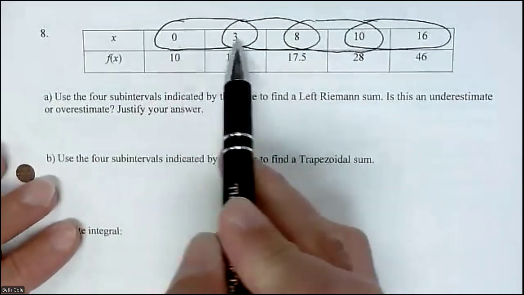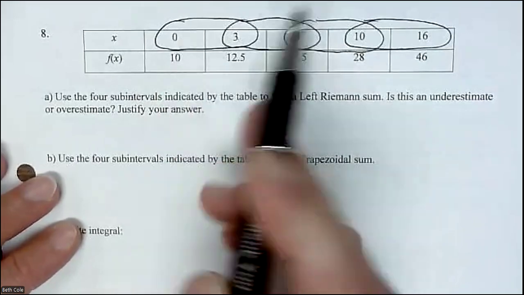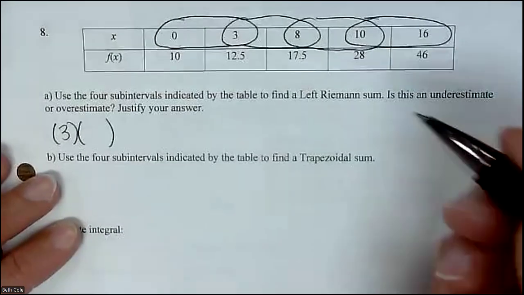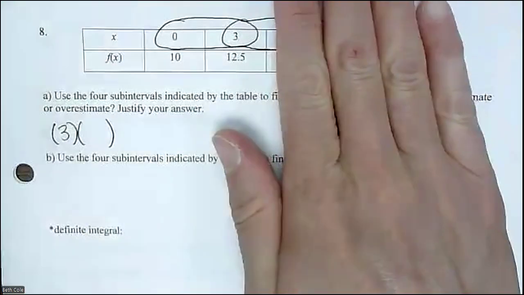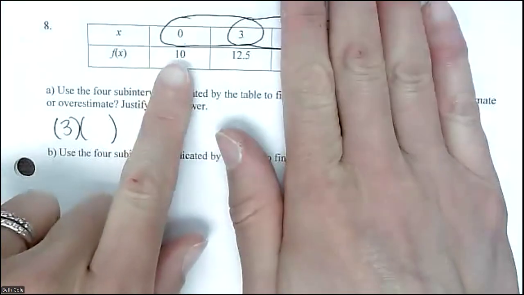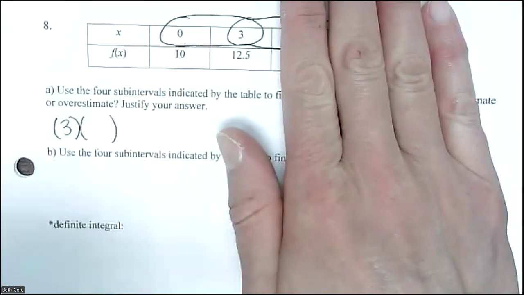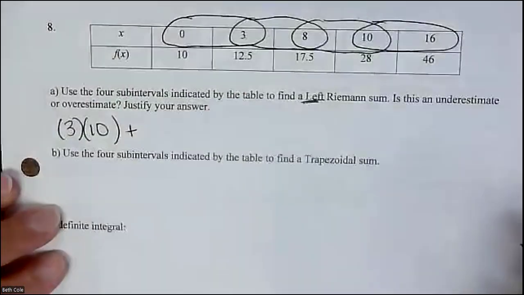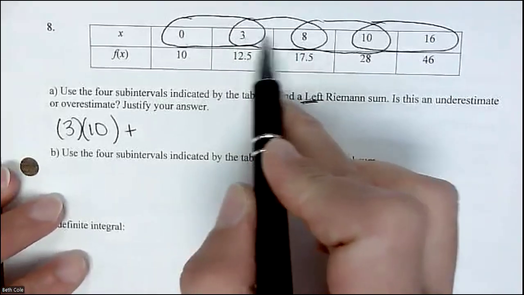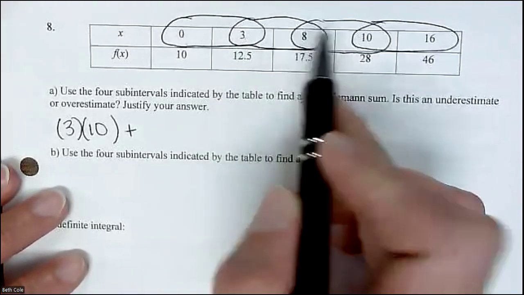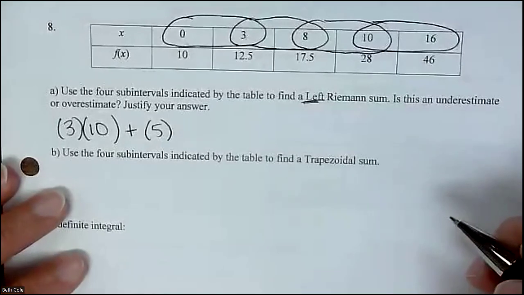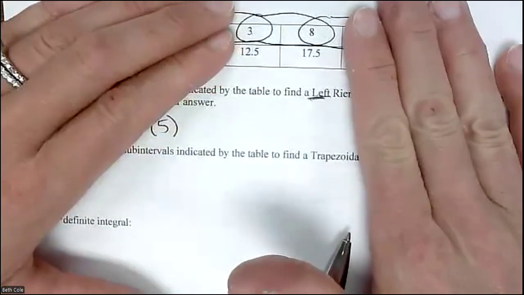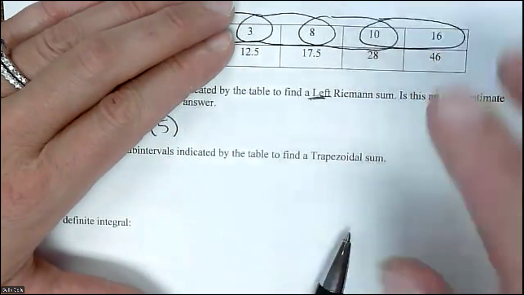Okay, what is the length of the first subinterval? 3. 0 to 3 is a length of 3. Do you see that? All right, so 3 times what? Well, it says left sum. Don't overthink this. Which number is on the left, 10 or 12.5? 10. Plus, now we're going to do the next one, the 3 to 8. What's the length of that subinterval? How'd you get 5? Because you're all geniuses and that's correct. 8 minus 3, the difference between them. All right. Now, if you're looking at that, which is the number on the left? 12.5.